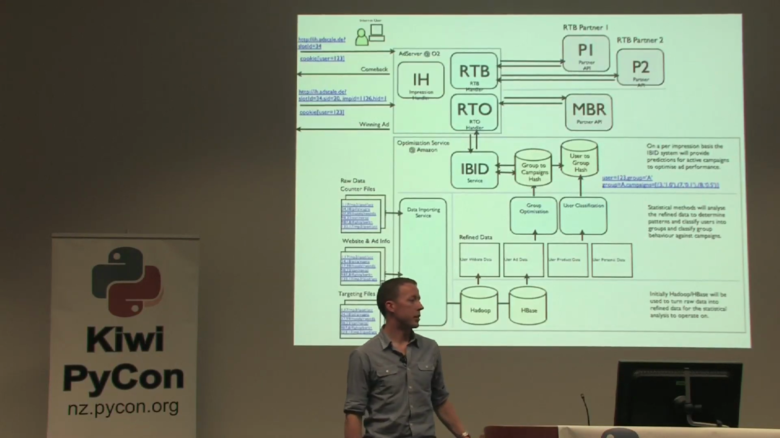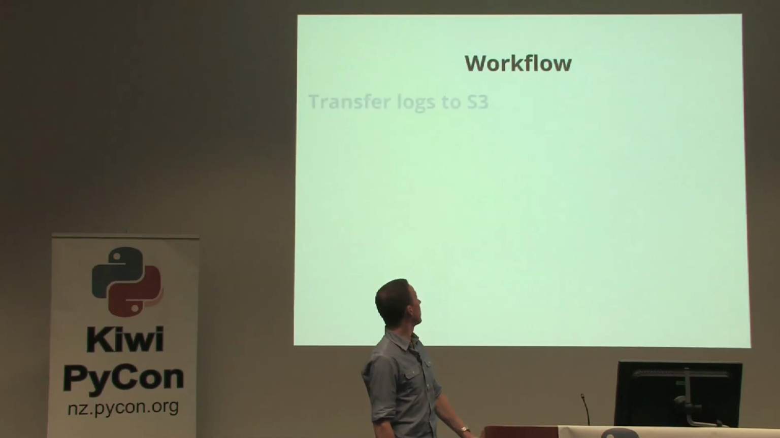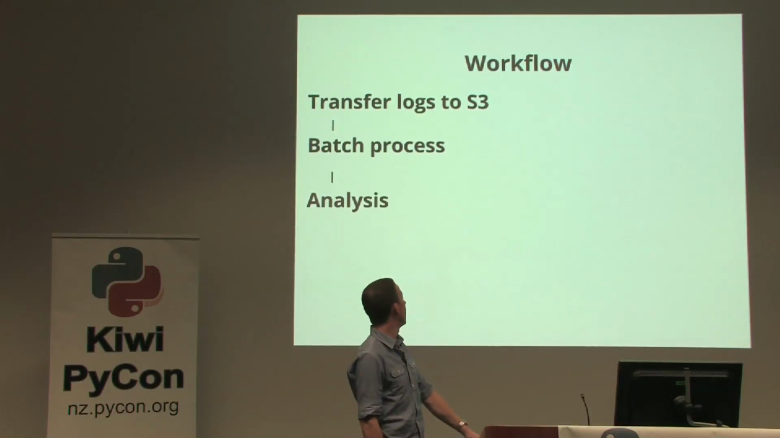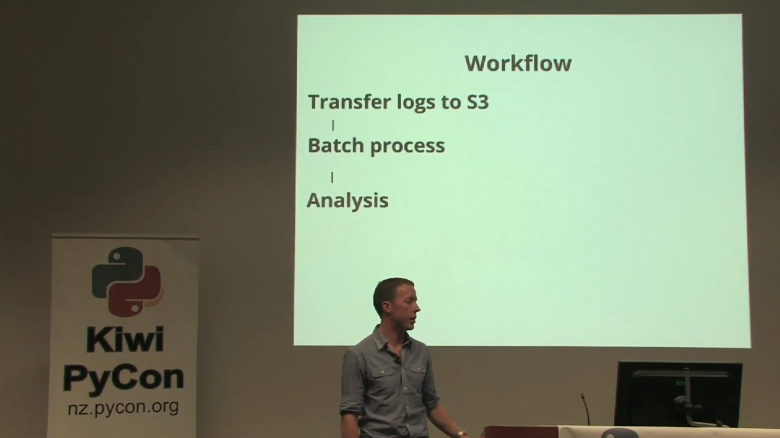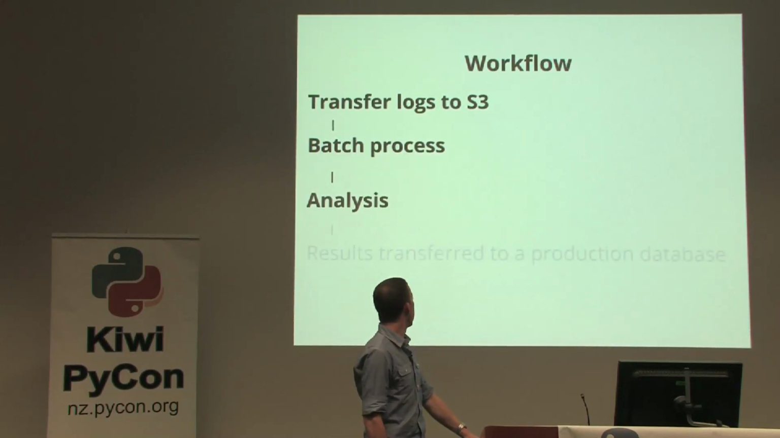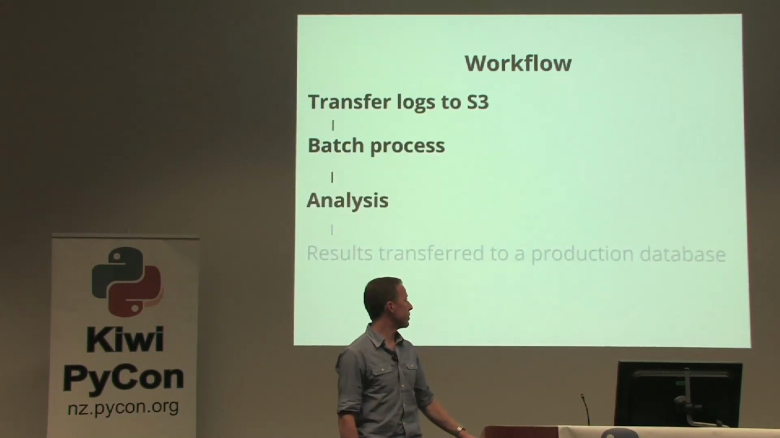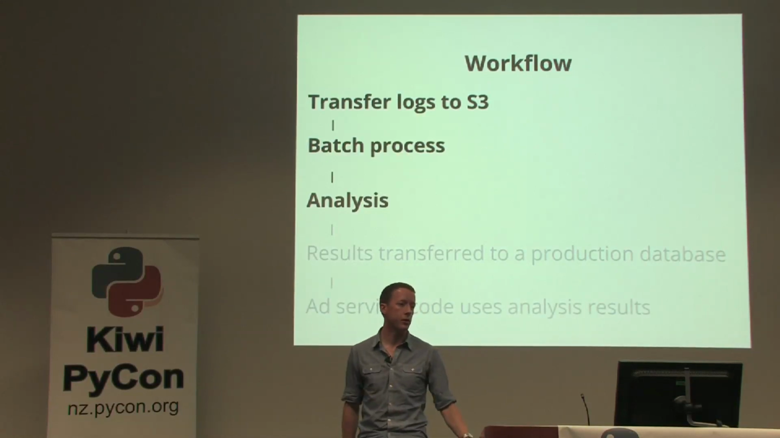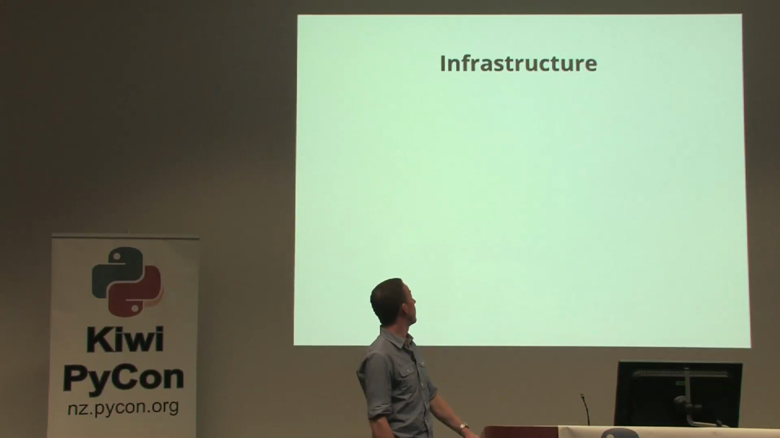That's our system architecture, which I'll skip for now. So the workflow that I'm trying to do is to transfer the text logs from the impression handlers, the web servers, to Amazon S3, which I'm using for storage. Batch process these logs, do some analysis, push some results from the analysis back to a production database, and then the ad serving code will use these results to hopefully serve more relevant ads.